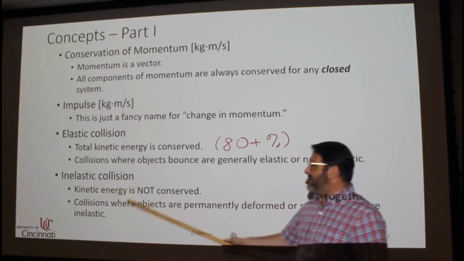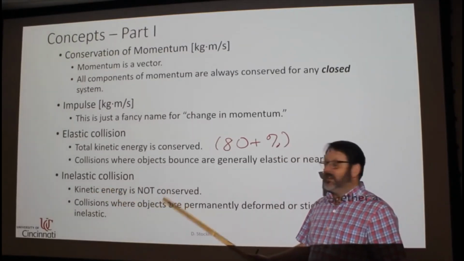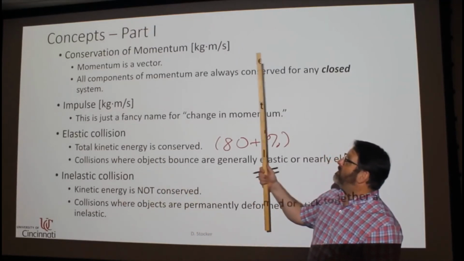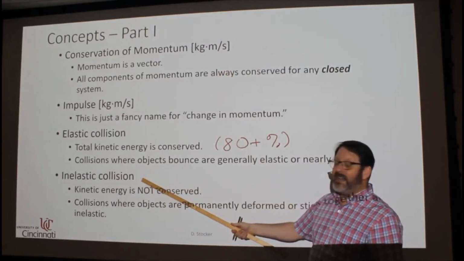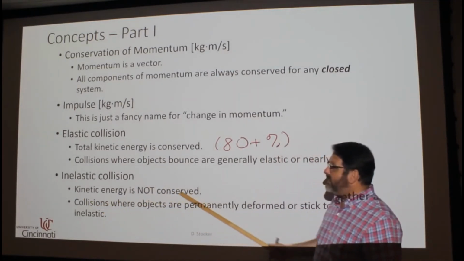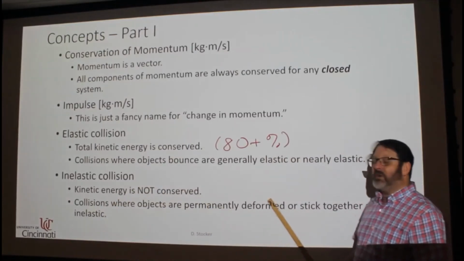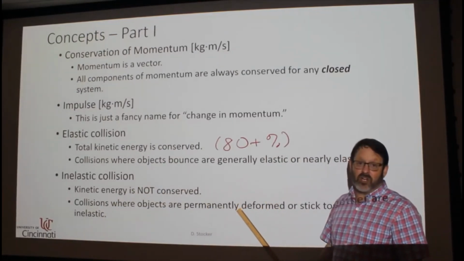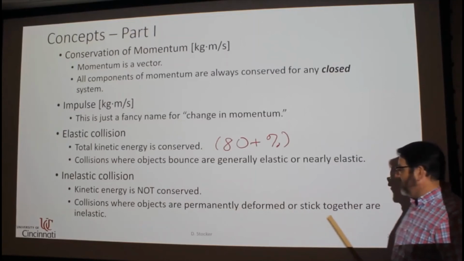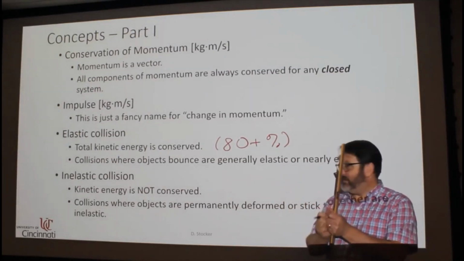An inelastic collision is one where kinetic energy is not conserved. Okay? Now remember, in a collision, momentum is always conserved. Kinetic energy is not. Okay? Kinetic energy is not conserved in an inelastic collision, and collisions where objects are permanently deformed, think of a car crash, or stick together. So a wad of clay hitting something.